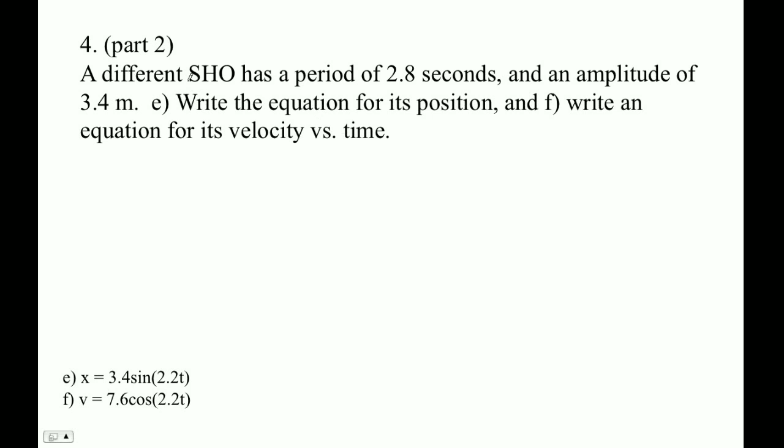Okay, so it's like, why is there part two with a totally different thing, right? A different simple harmonic oscillator has a period of 2.8 seconds and an amplitude of 3.4 meters. Write the equation for its position, and write an equation for its velocity.